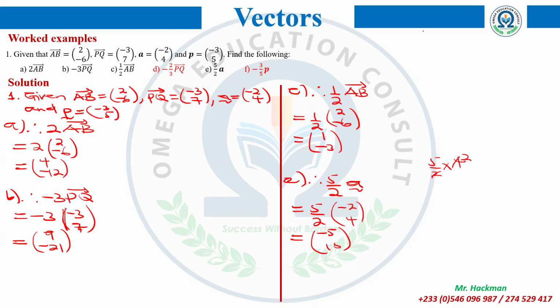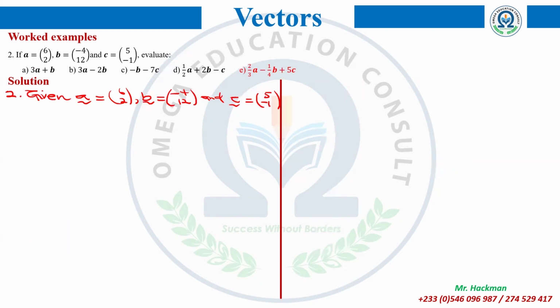However, if this happened to be a rough work, don't forget to strike it out, but do it in such a way that will still be readable. Okay, so on this note, that will be it for this particular question. Now let's go and look at our second question, still on algebra of vectors.